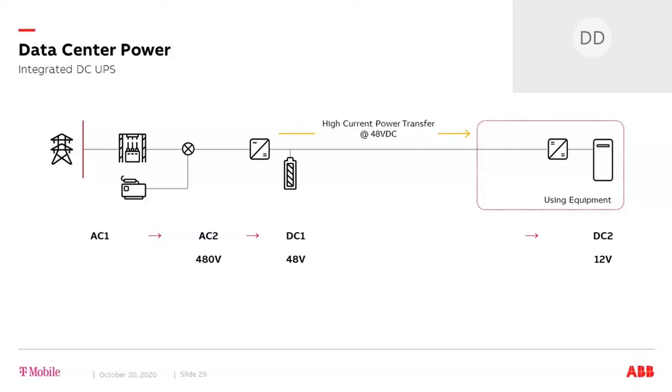During the evolution of these systems, we moved the rectifiers and batteries to the end of each row instead of the next room to reduce cable lengths. That change alone eliminated all 750 MCM cables, saving about $1 million per site.